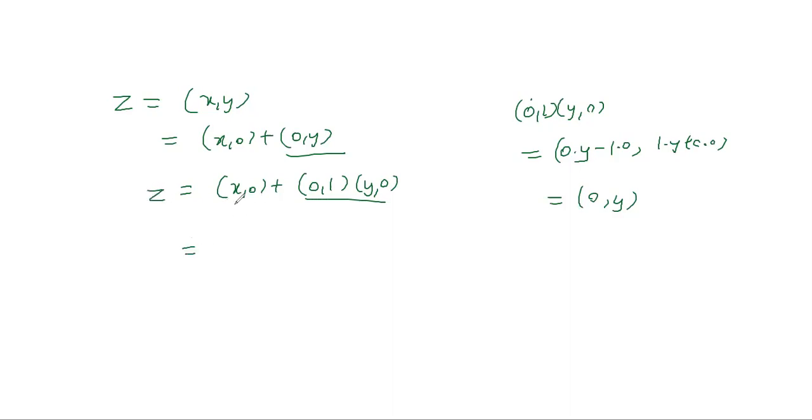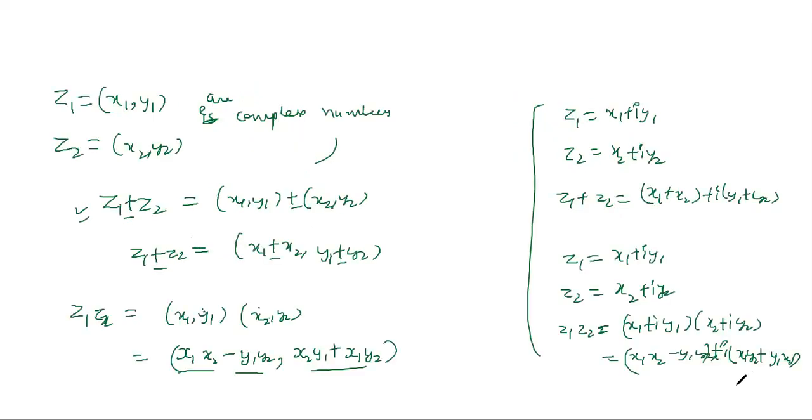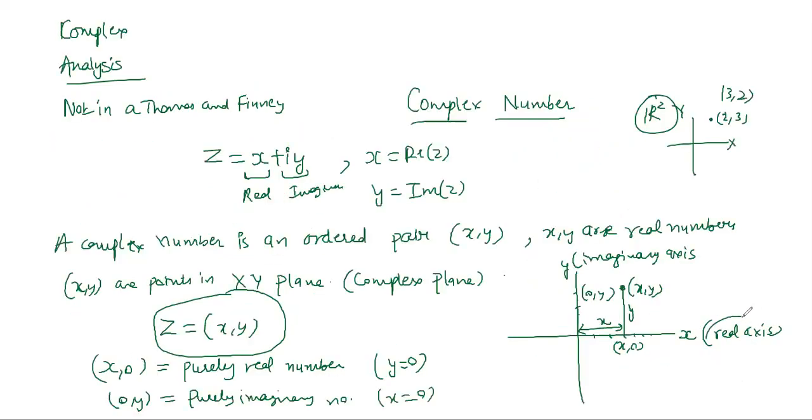Now this is something I know. This x, 0, I can simply write as x. This y, 0, I can simply write as y, because the points x, 0 and y, 0 are lying on the real axis. So all the points whose second coordinate is 0 are nothing but purely real numbers. This is what I just explained to you. So they are purely real numbers.